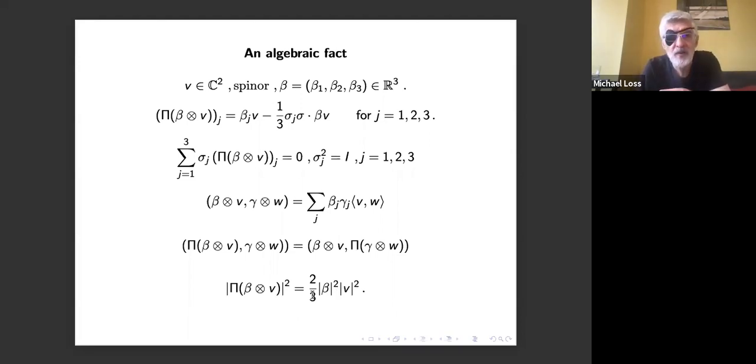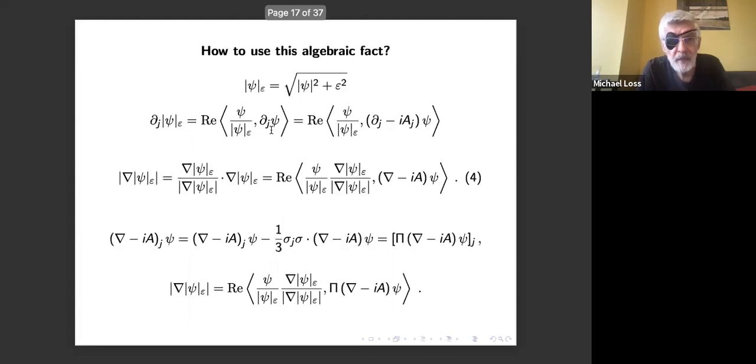Okay, so now what does this buy us, right? So this is an algebraic fact. It's very easy to check. But of course, the problem is how you come up with this. And that's what these people did. It's also, by the way, related to what is called the Penrose projector, although I don't really understand much about that. Okay, so how do we use that?